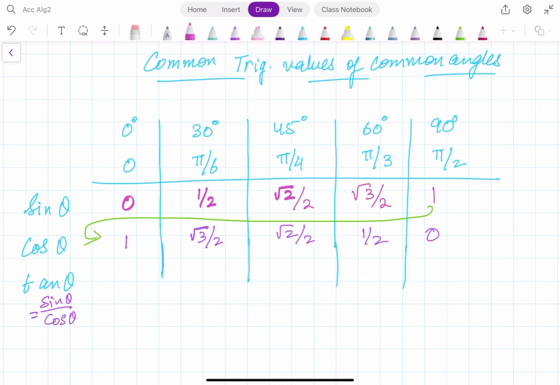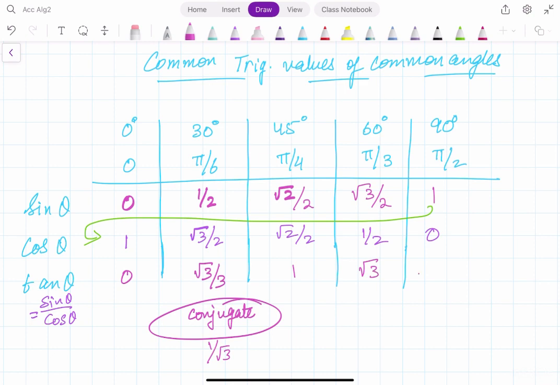So what is 0 over 1? 0. 1 half divided by radical 3 over 2 will give you radical 3 over 3, because we need to rationalize. Then we will get 1 for 45 degrees, and for 60 degrees it is radical 3 and then undefined. So these are the basic values of sine, cos, and tangent.